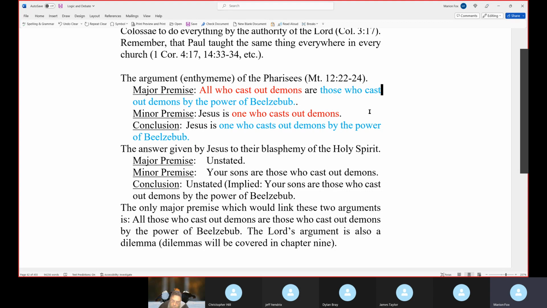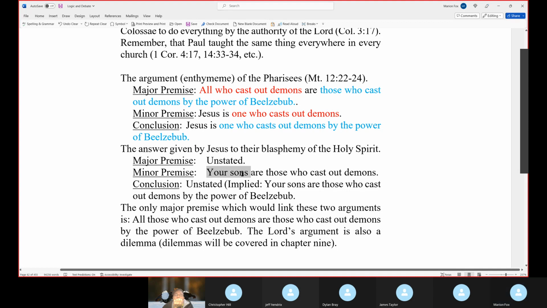And then he says in verse 26, and if Satan casteth out Satan, he is divided against himself, then how shall his kingdom stand? Verse 27, now he's going to make a counter argument. And if I, by Beelzebub, cast out demons, by whom do your sons cast them out? Therefore shall they be your judges. And so they claim their sons cast out demons.